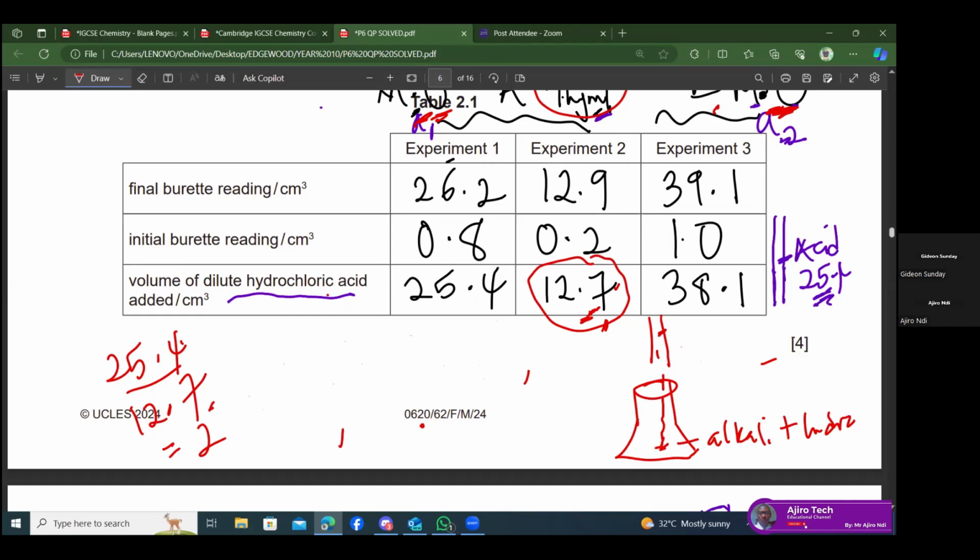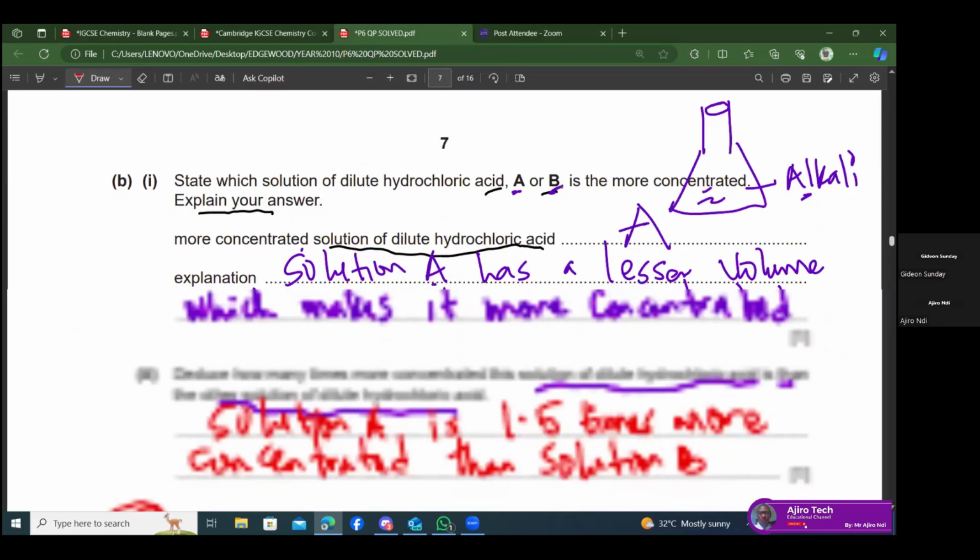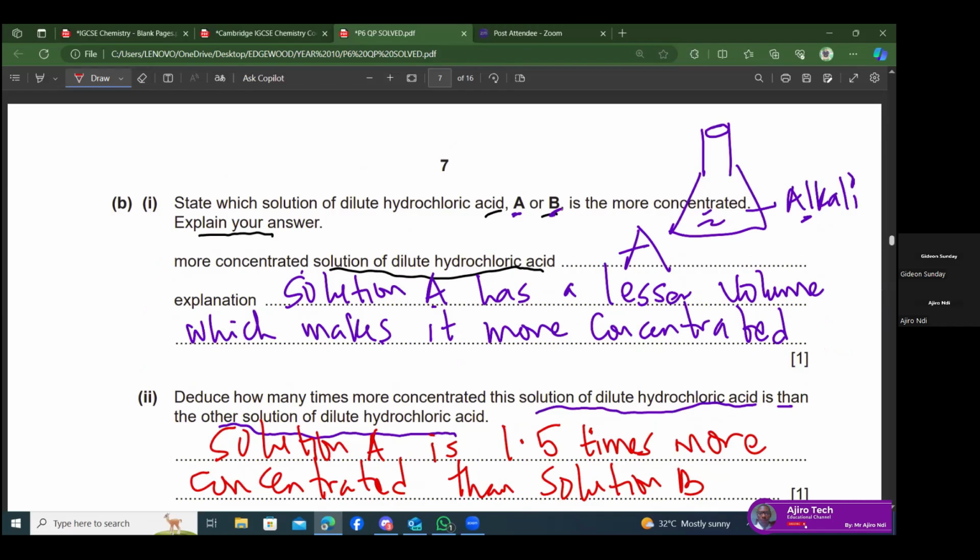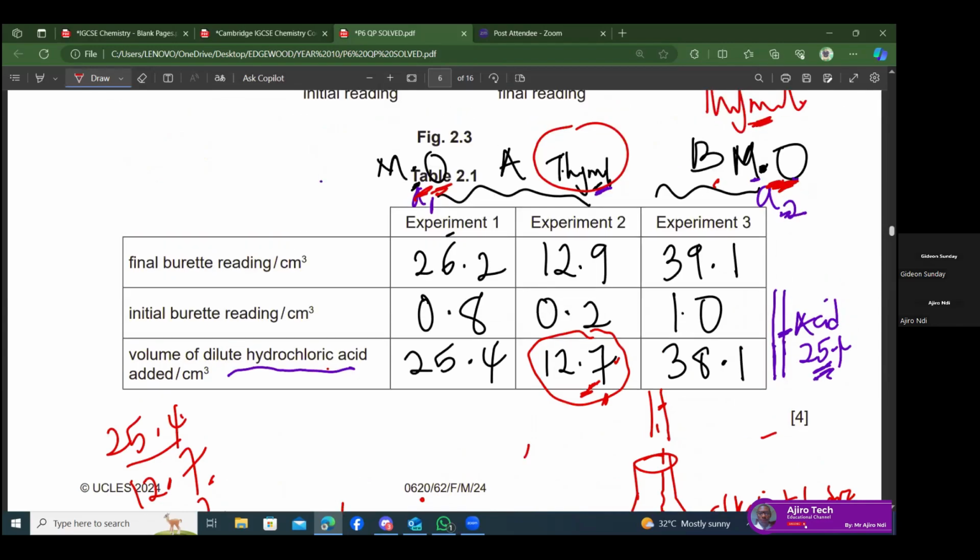Okay, so let's see what are the subsequent questions that follow. The first question says, which solution of dilute hydrochloric acid, A or B, is more concentrated? Remember, this is A and this is B. The one we can compare directly is the one where we used the same indicator. We used methyl orange for experiment 1, and we used methyl orange for experiment 3. Though the acids are different, we are using the same indicator. So comparing them, you see this one has 25.4 and this one has 38.1.